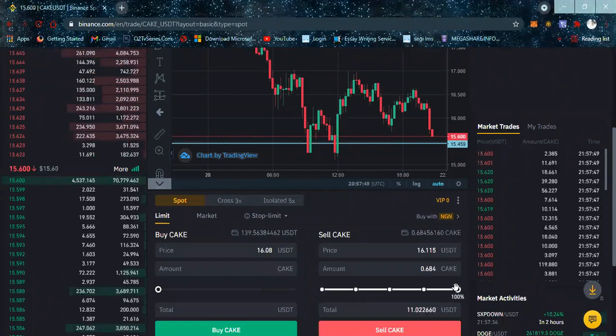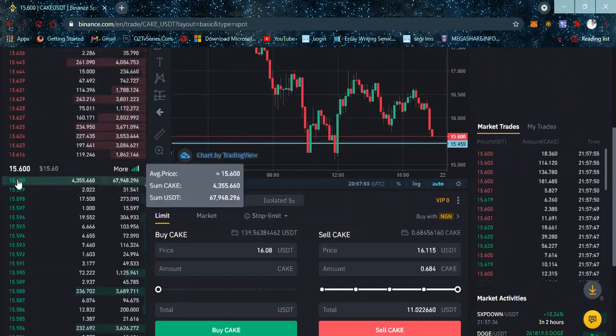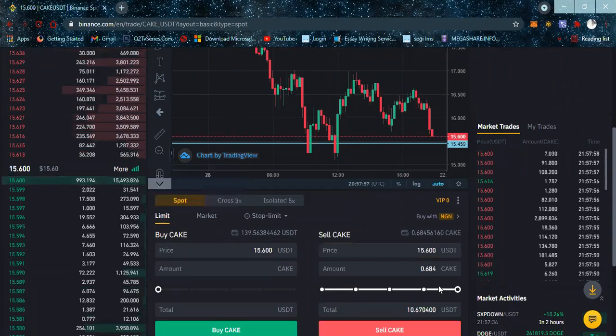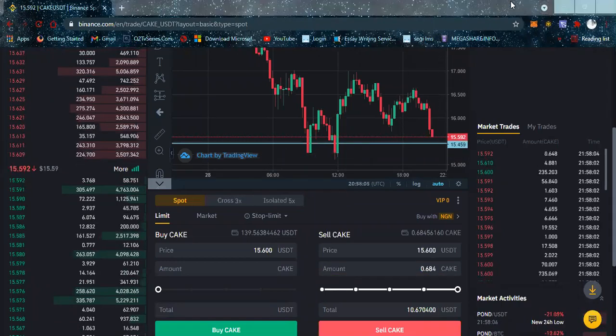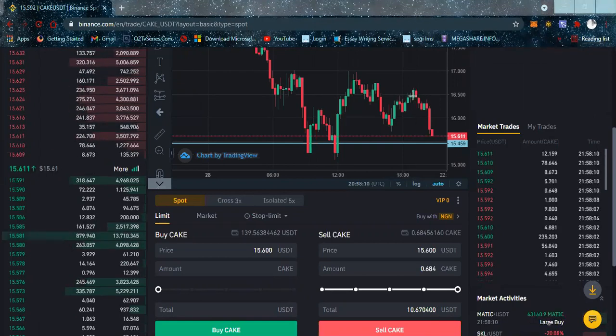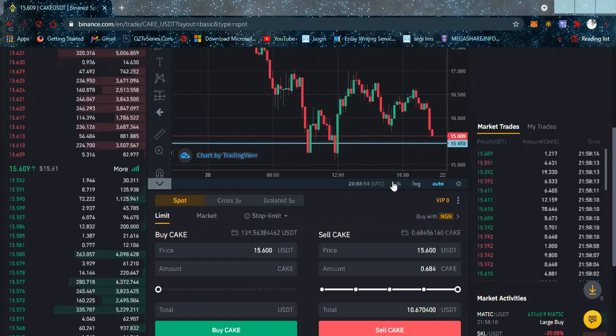I do not plan on holding this cake. Let me say at a loss, 10.6, I'm losing around $0.4. That's fair. I'll still leave it. Let me hold cake a bit. Any question? All right, Richard is cleared. So everybody is clear, no question.